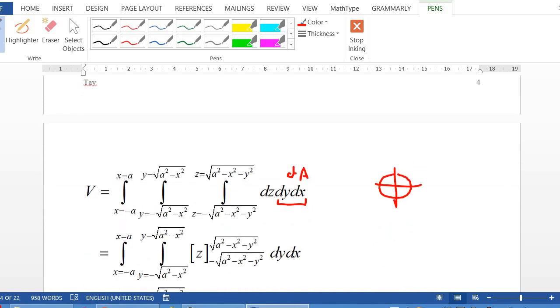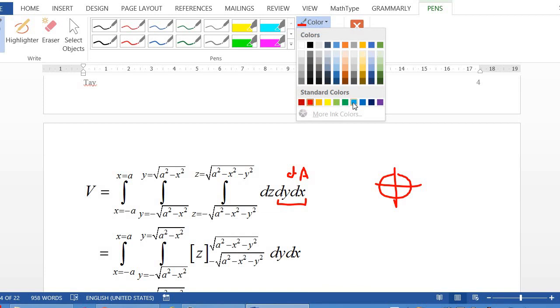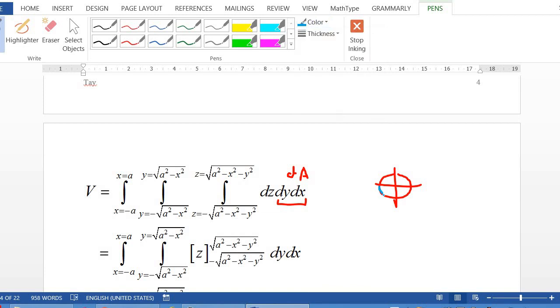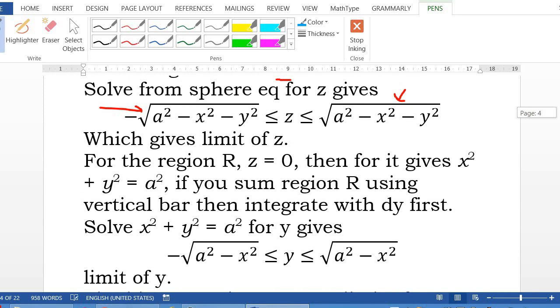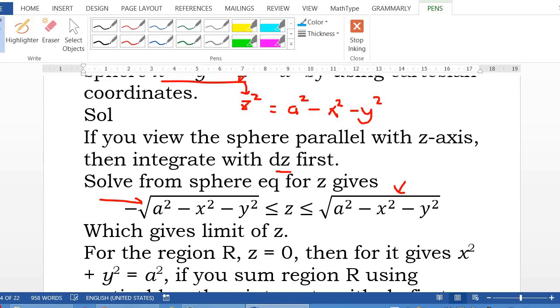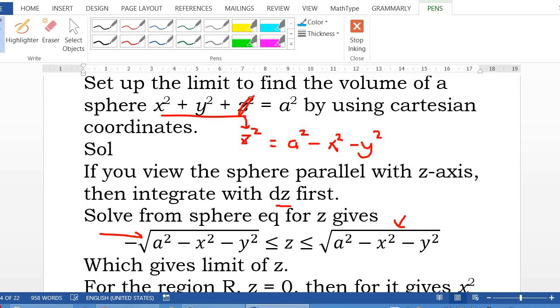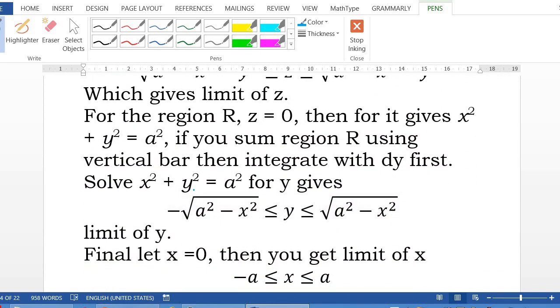And this circle has two curves. The bottom curve is the blue color, and the top curve is the red color. How do you solve for the blue curve? From the circle x squared plus y squared equal to a squared, region R is where z equals 0. Then with z equal to 0, x squared plus y squared equal to a squared. Solving for y, we have y equal to plus or minus square root of a squared minus x squared. So this is the lower curve, and this is the upper curve.